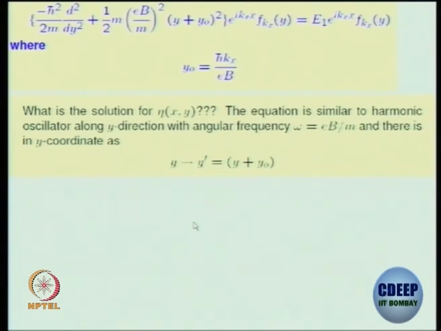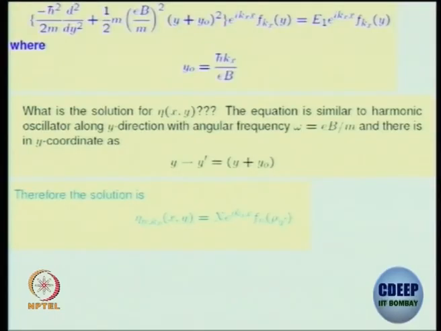So what will be the energy? Half h cross omega will be EB by m for the ground state, and other states is n plus half h cross omega. Omega is EB by m. So finally we see that we can actually find the solution like this, e to the i kx x, and then fn with the shifted y to y prime, and appropriately you could write it in terms of the new coordinate by putting that m omega by h cross. Eigenvalue will be n plus half h cross omega, where omega is EB by m.